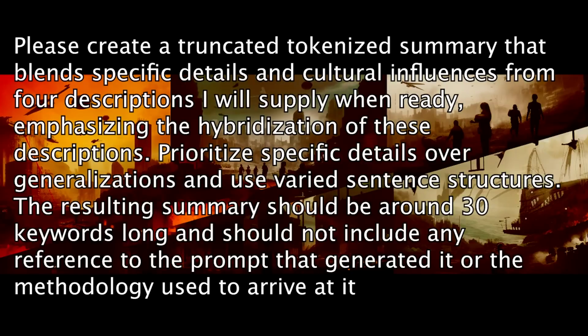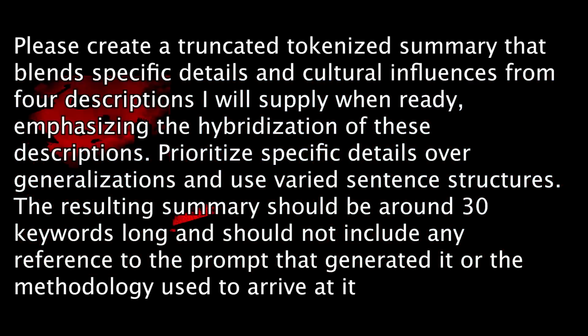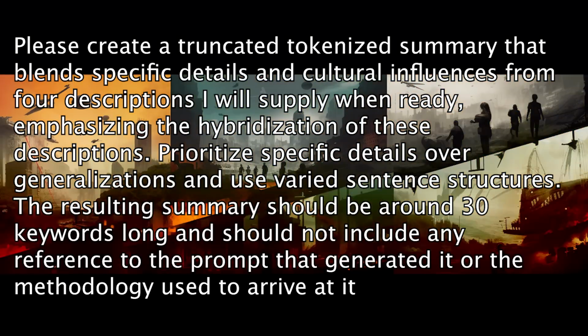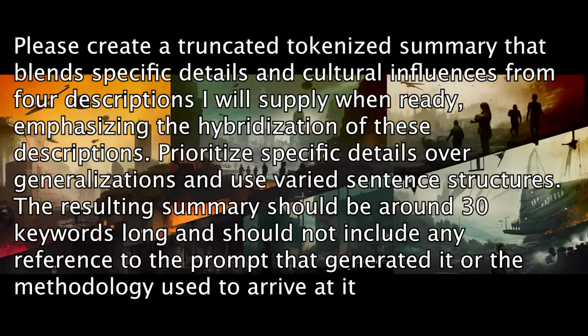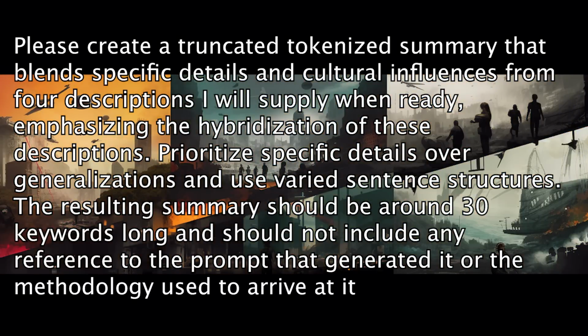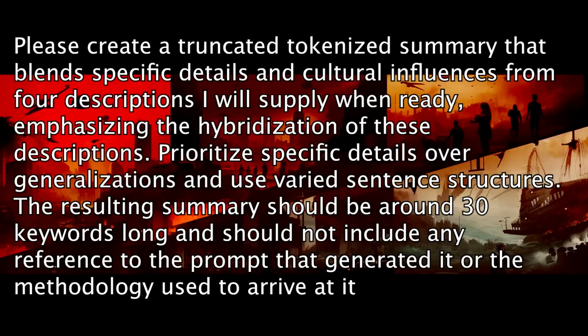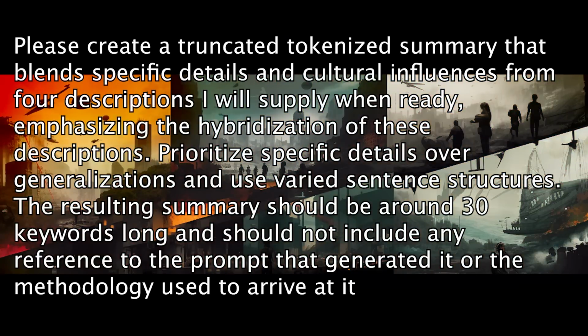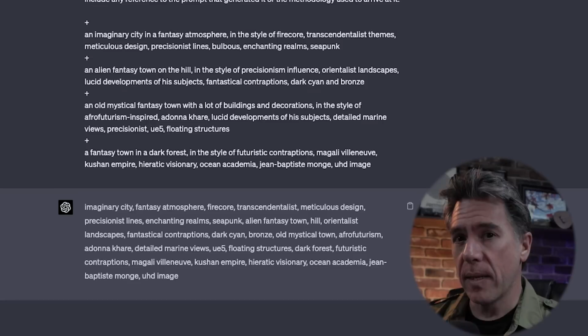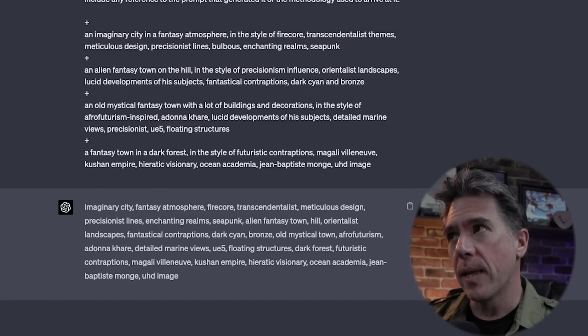Please create a truncated tokenized summary that blends specific details and cultural influences from 4 descriptions I will supply when ready, emphasizing the hybridization of these descriptions. Prioritize specific details over generalizations and use varied sentence structures. The resulting summary should be around 30 keywords long and should not include any reference to the prompt that generated it or the methodology used to arrive at it. And ChatGPT returns to us with a hybridization of all 4 of those prompts.